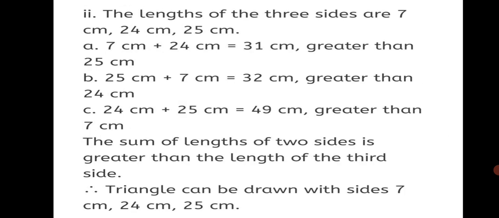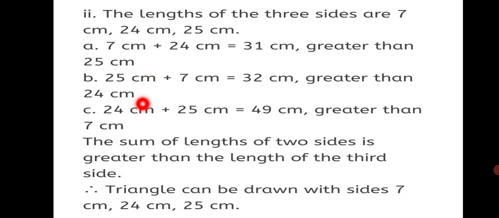Second question. The lengths of the three sides are 7 centimeter, 24 centimeter and 25. Let's take operation A, in which we are going to add the first two sides, 7 and 24. 7 plus 24 is equal to 31, which is greater than the third side 25 centimeter. Let's do operation B. In that we shall take 25 plus 7. So 25 plus 7 is equal to 32, which is greater than the 24 centimeter, the third side.